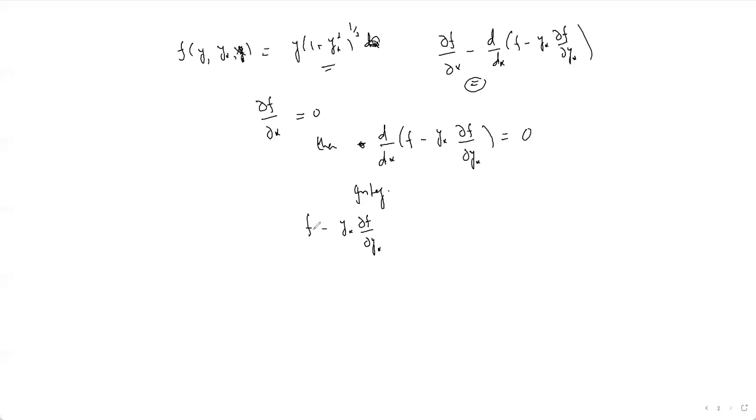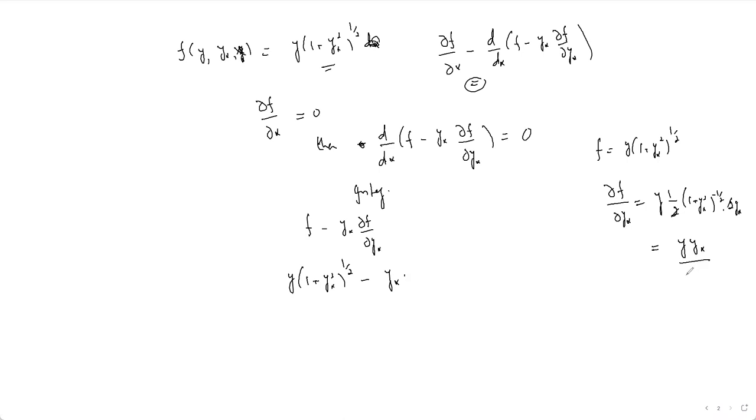Now, what is f? f is simply y into (1 plus y_x squared) raised to power 1/2, minus y_x times partial f by partial y_x. Taking the derivative of f with respect to y_x, it will be y into 1/2 into (1 plus y_x squared) raised to power minus 1/2 into 2 y_x. This 2 and 2 will cancel out, so it will be simply y y_x divided by (1 plus y_x squared) raised to power 1/2. Now multiplying this by y_x, it will be y into y_x squared divided by (1 plus y_x squared) raised to power 1/2, and this will be equal to 0.